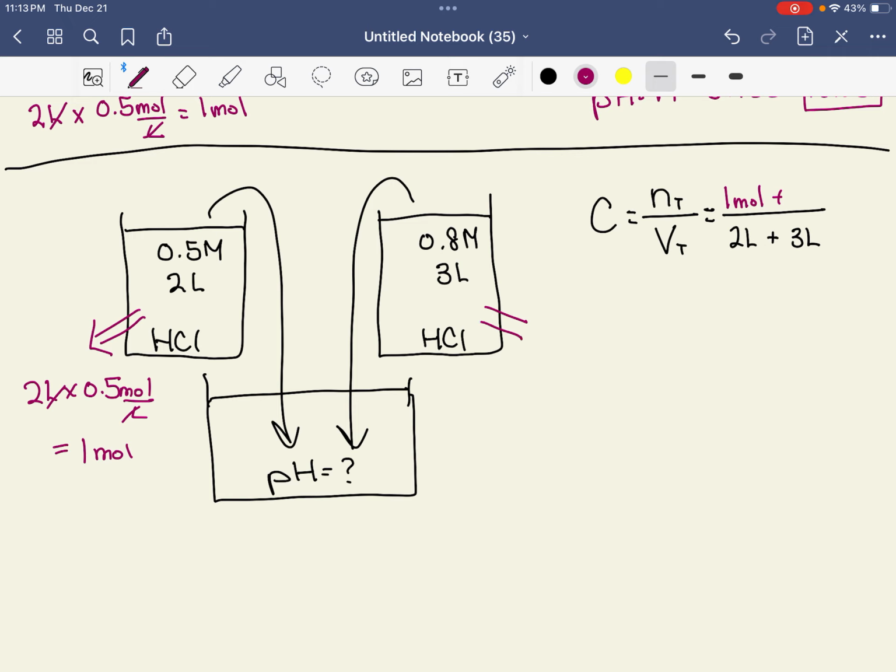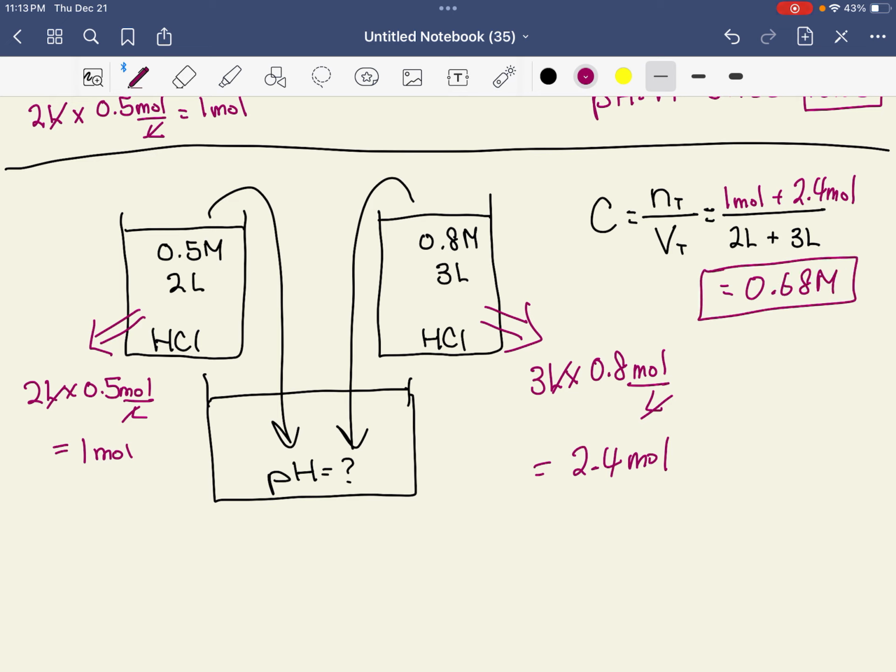How much is in here? Well, there's 3 liters and there's 0.8 moles per liter. So this is going to be 2.4 moles. So add 2.4 moles. All right, what would this be? So that's 3.4 divided by 5. The answer is 0.68 molarity.